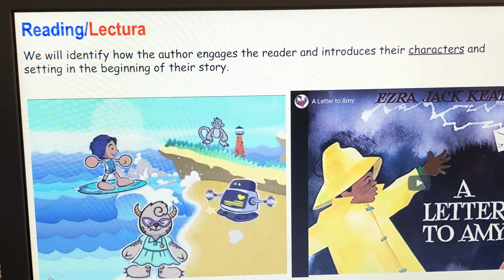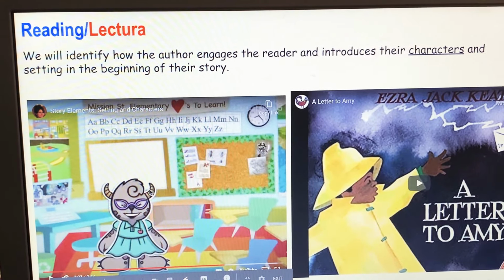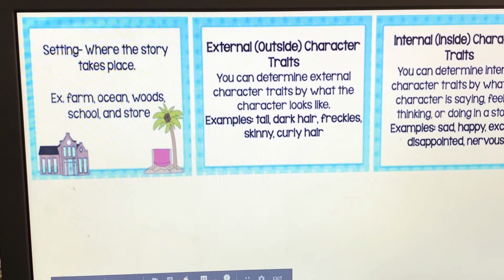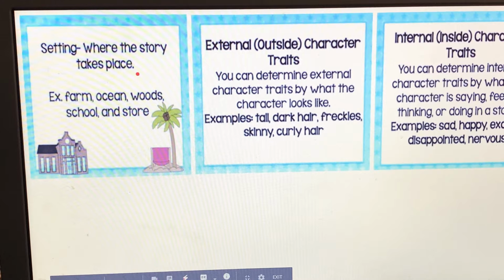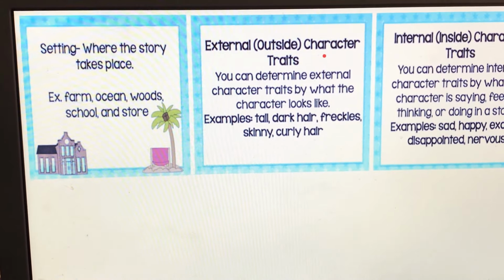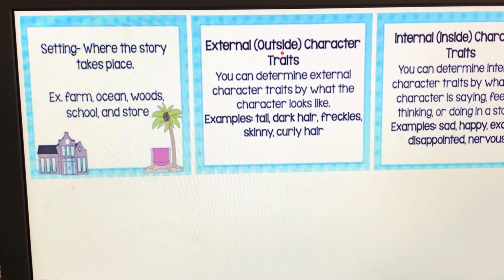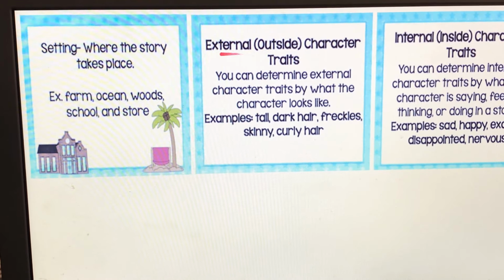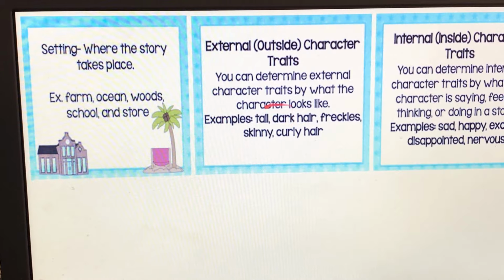And we have a robot who is looking for seashells on the beach. So let's think about what we learned. Great, boys and girls. So if we go to the second slide, this is going to help us understand what a character's traits are on the outside. In other words, how do they look? Their external is another way to say outside, their appearance and how they look.